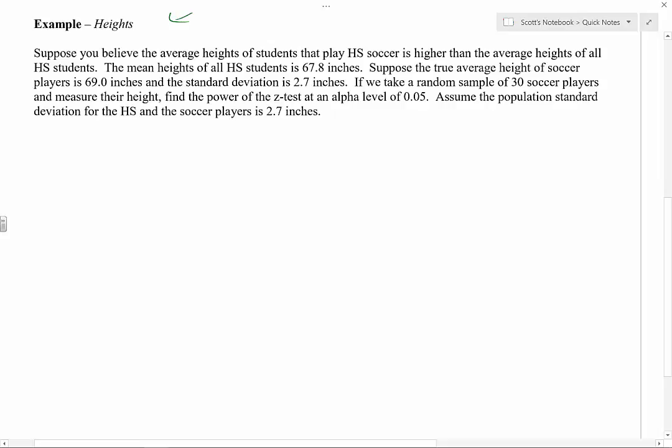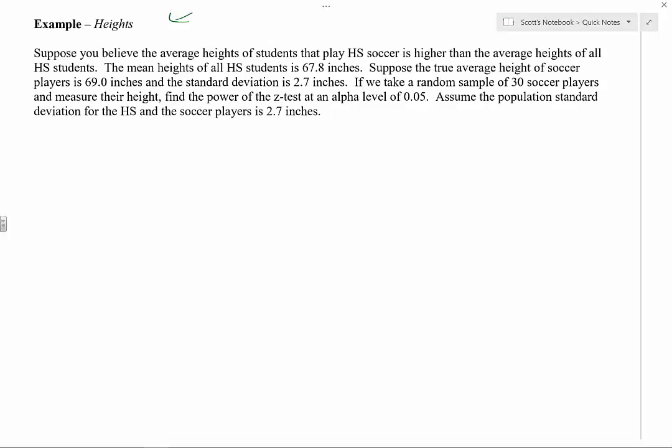Suppose you believe the average height of students that play high school soccer is taller than the average height of all high school students. The mean height of all high school students is 67.8 inches. Suppose the true average height of the soccer players is 69 inches, and the standard deviation is 2.7. Suppose we take a sample of 30 soccer players and measure their height. Find the power of a z-test at an alpha level of 0.05. Assume the population standard deviation for the soccer players is 2.7 inches.